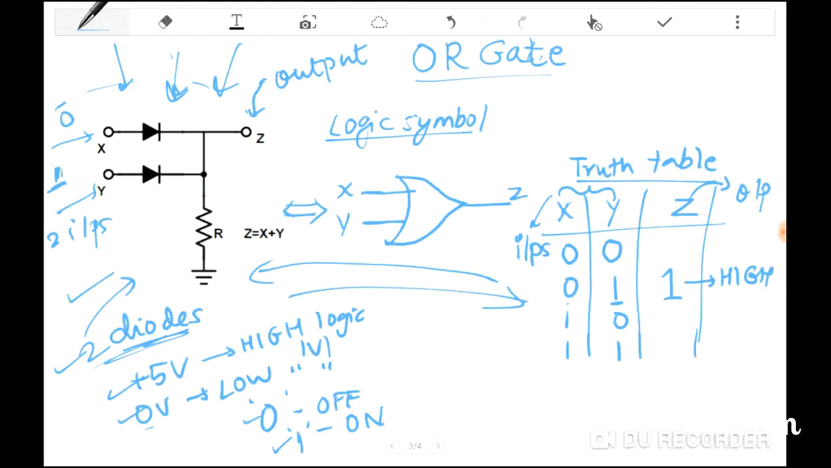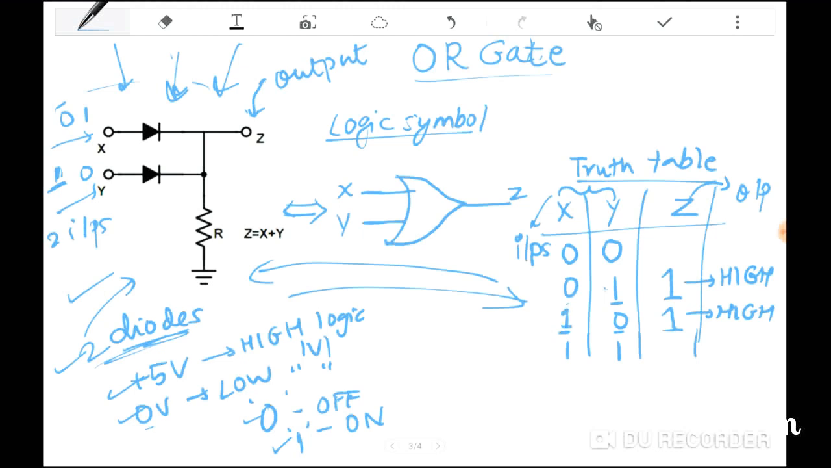Alright, it doesn't matter what the output corresponding to this will be. When our first input is 1 and the second input is 0, the condition is that if one input is high, irrespective of the other, the output will again be 1. That is high. Perfect, you're getting the catch.